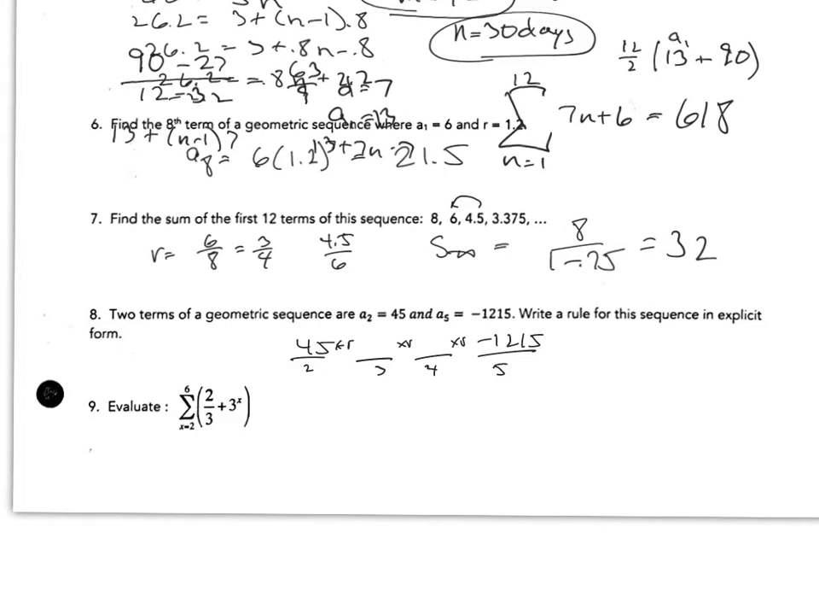So if you take negative 1215 and divide it by 45, and then take the cube root of that answer, you end up getting negative 3. So the ratio is negative 3. So when you divide by negative 3, a sub 1 is 15. So now we get that a sub n is equal to negative 15 times negative 3 to the n minus 1.